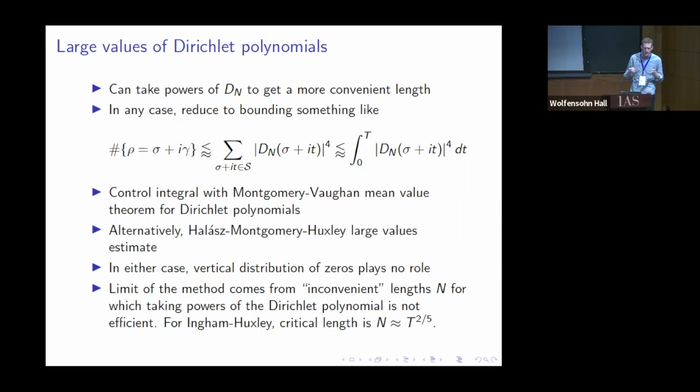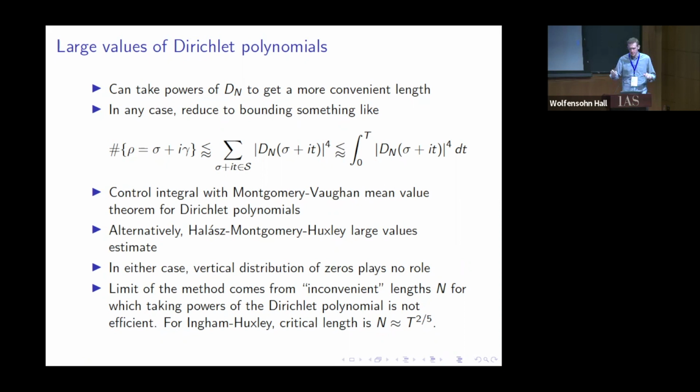Some average of the Dirichlet polynomial over a set of points. There are standard ways you can move from discrete averages to continuous averages. So maybe I'm going to look at some kind of integral of a Dirichlet polynomial. And then you have tools like the Montgomery mean value theorem for Dirichlet polynomials. Or alternatively, there's the Halász-Montgomery-Huxley large values estimate. So there are standard things that you can do to control how often your Dirichlet polynomial is large or to bound the Dirichlet polynomial on average. Okay, so this is all essentially standard.